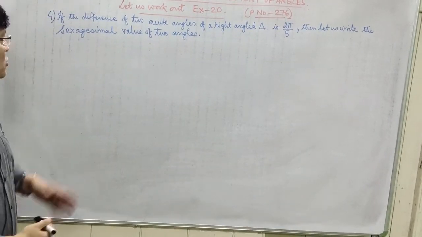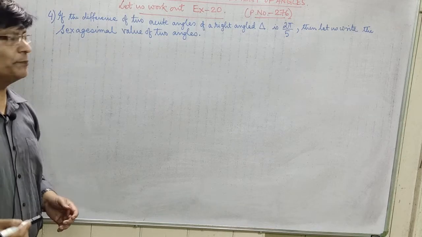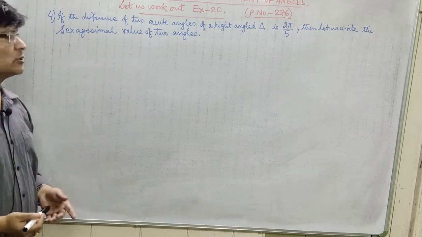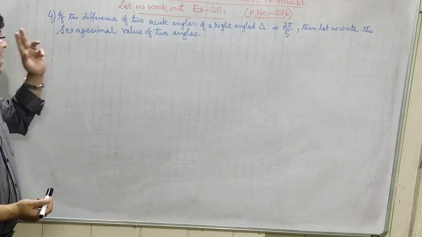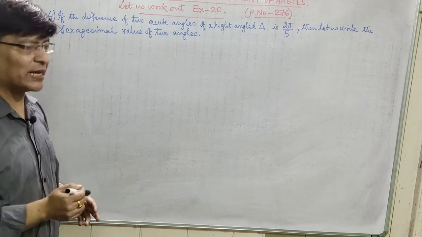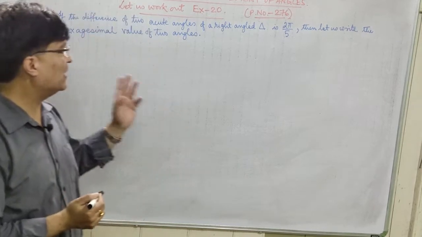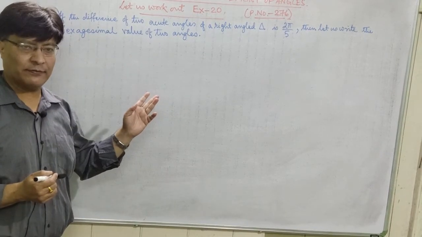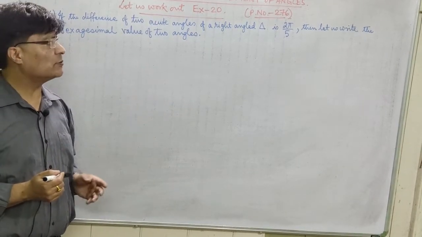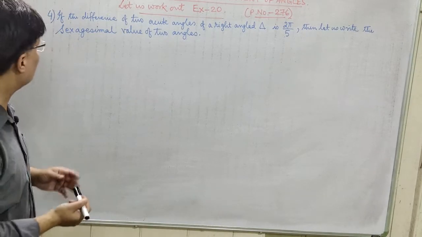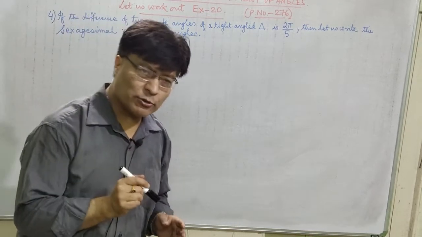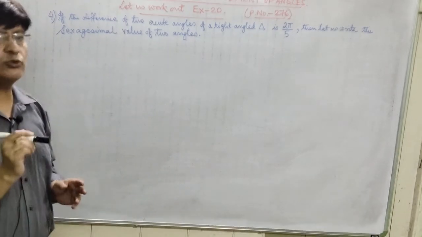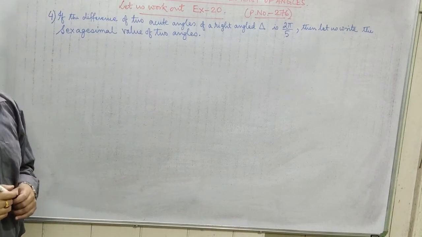So now let's do the next question, that is question number 4. Same exercise, let us work out exercise 20. Question number 4 is, if the difference of two acute angles of a right angle triangle is 2 pi by 5, so this angle is given in terms of radian, then write the sexagesimal value of these two angles.